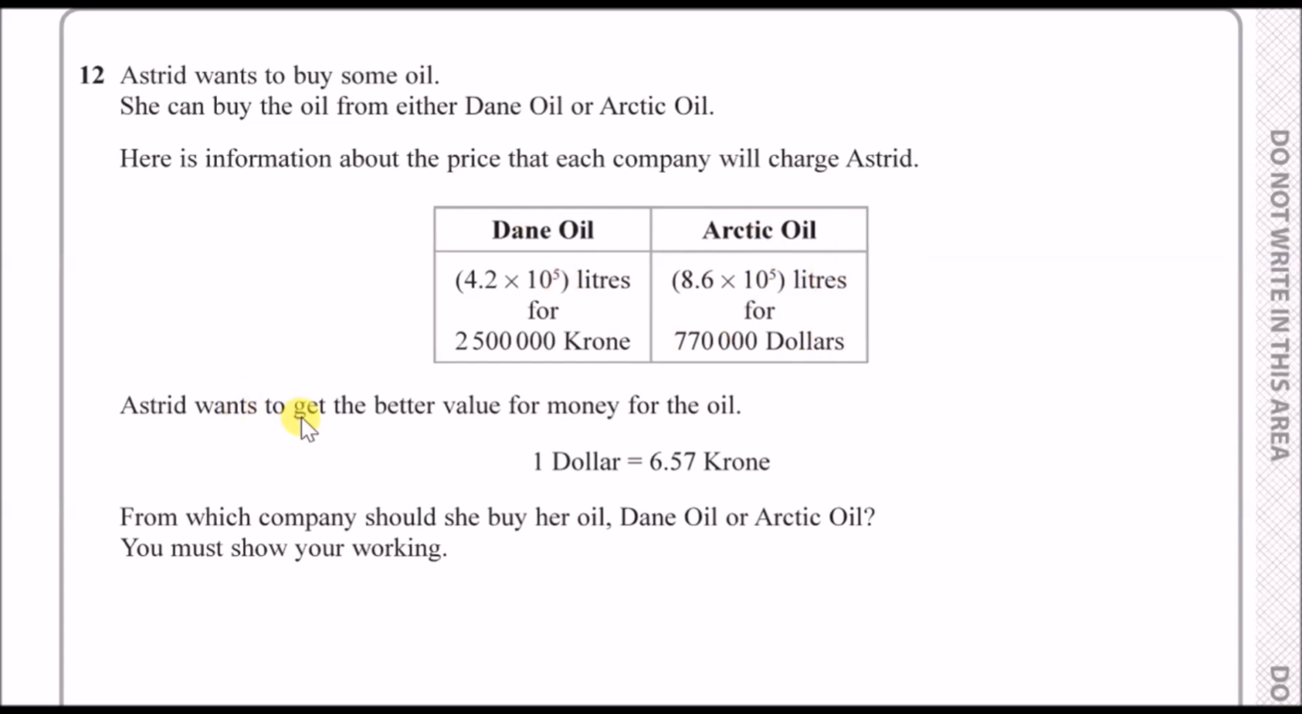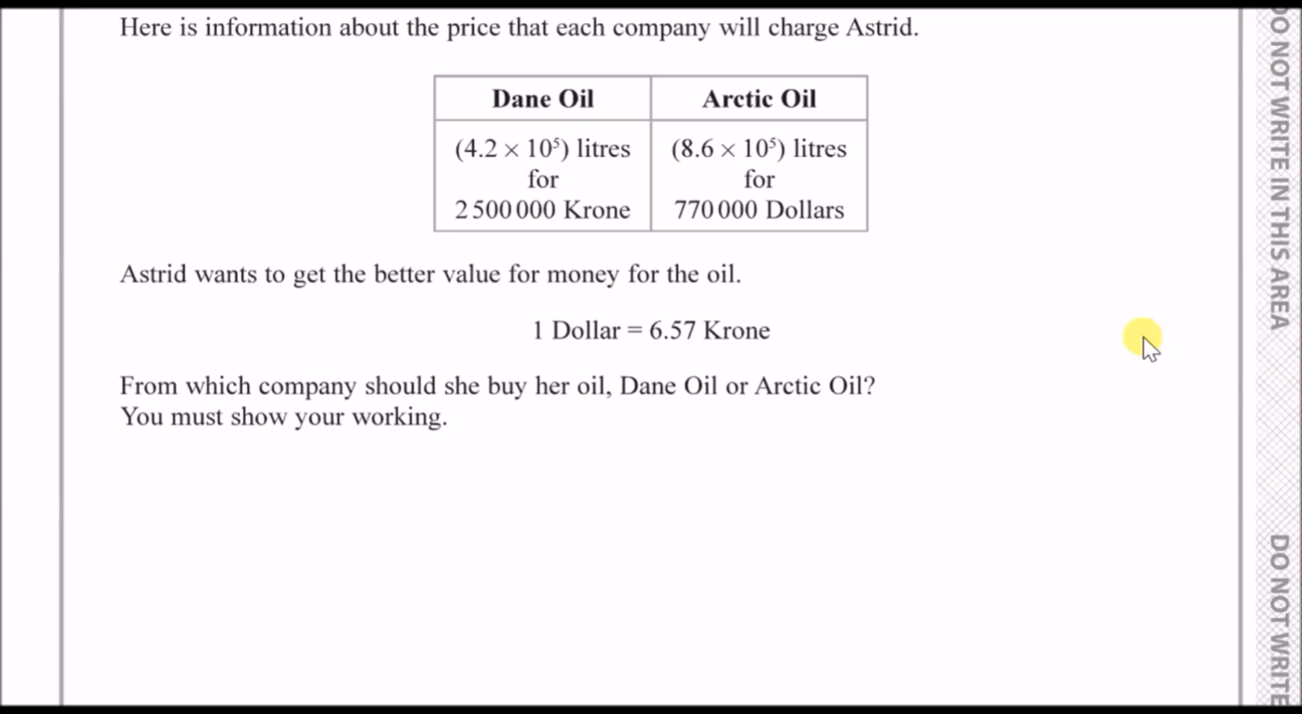Now Astrid wants to get the better value for money for the oil. Now according to this currency rate, $1 if it's US dollar equals 6.57 krones. Now looking at both of this, from which company should she buy her oil? Either Dane Oil or Arctic Oil. You must show your working. Alright, so the most important thing for these kind of questions is not the fact that you're dealing with standard form. It's the fact that we should always make sure our currencies are in the same units, yeah? So I recommend that we change krones to dollars. You could go dollars to krones, but for the purposes, we're going to go from krones to dollars. Now, if you're going from a bigger number to a smaller number, you always divide by the rate. So in this case, we're going to do 2.5 million divided by 6.57, yeah?